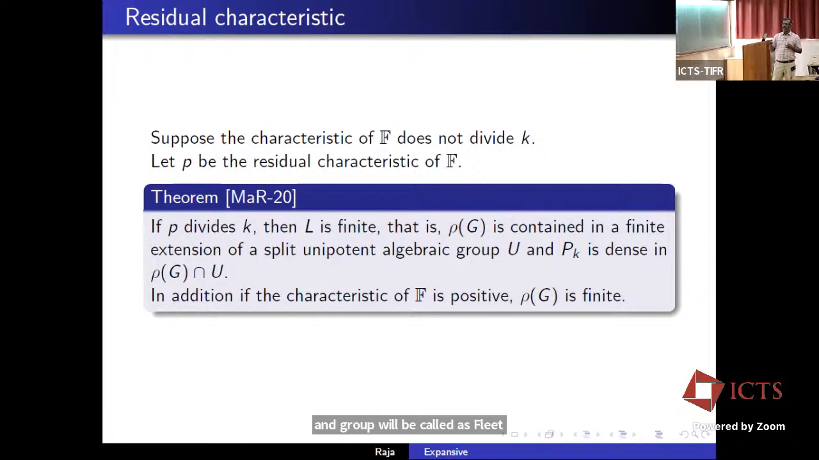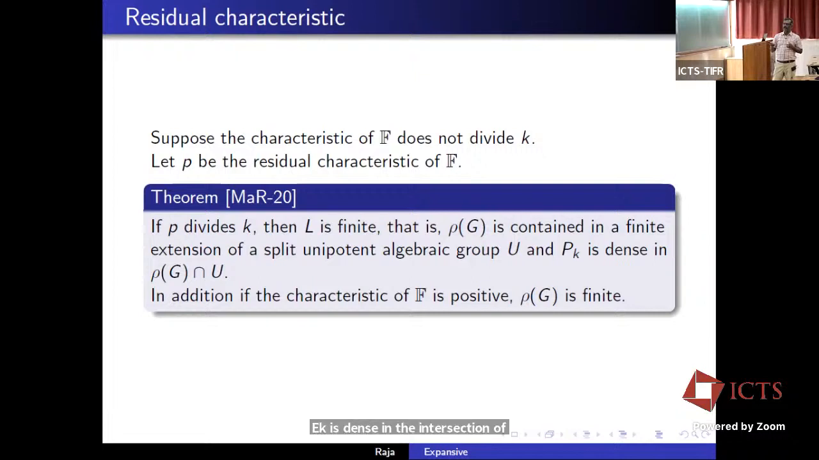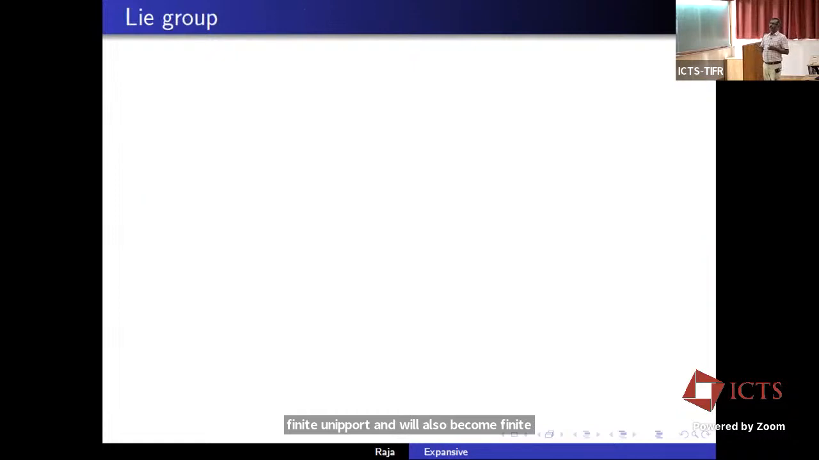PK is dense in the intersection of rho G intersection U. That is the additional thing that we can conclude. In case the characteristic is positive and it doesn't divide K, then you can conclude rho G itself to be finite, because this part will also be finite. The unipotent group will also become finite. This is the residual characteristic.